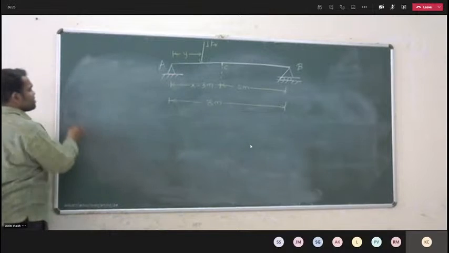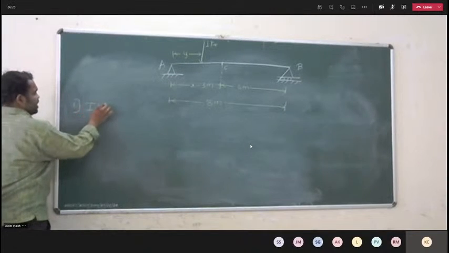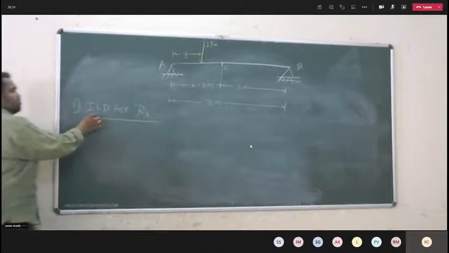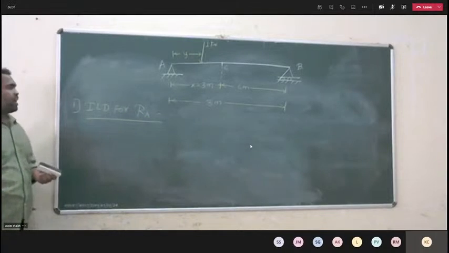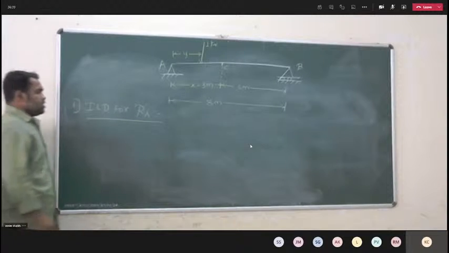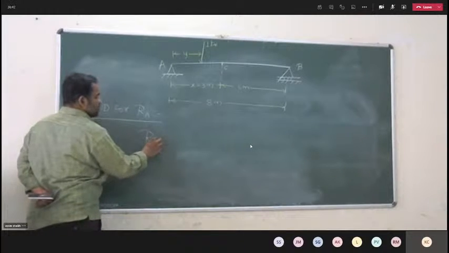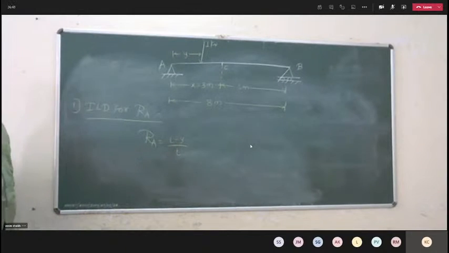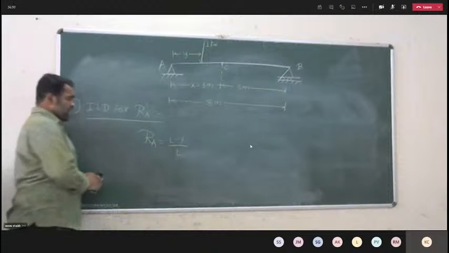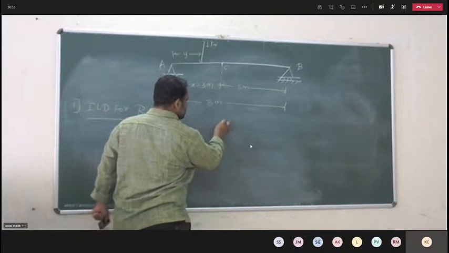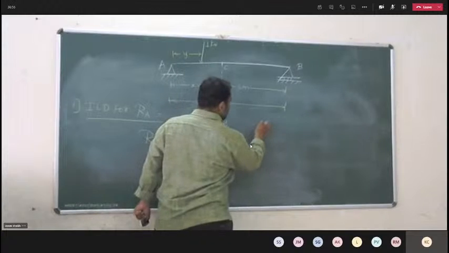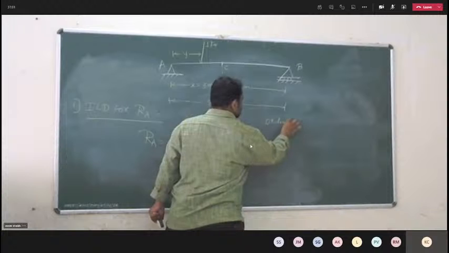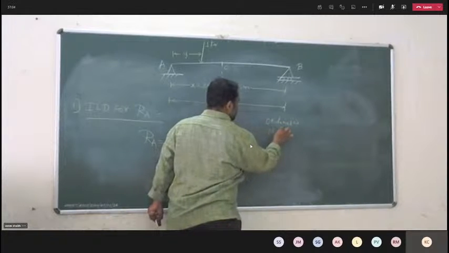So now first, the ILD for reaction RA. First we have to draw the ILD for reaction RA, right? RA is equal to L minus Y by L. For that, we have to prepare the table of Y and ordinates of RA.